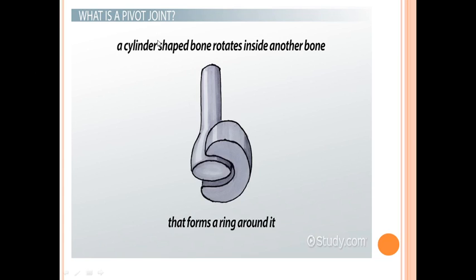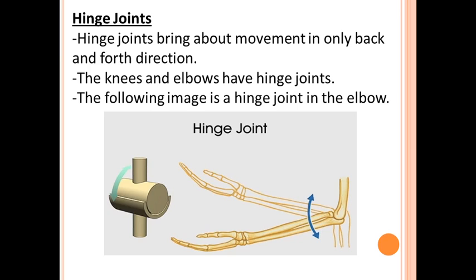You can see here a cylinder-shaped bone rotates inside another bone. This is happening with your neck and the vertebral column. The screw-like structure is there. Understood? Yes, very good. Next is the hinge joint. Hinge joints allow movement in only one direction, that means back and forth, like your knees and elbows. You can see here the knees and elbows have hinge joints.